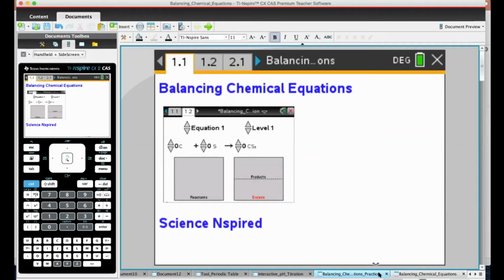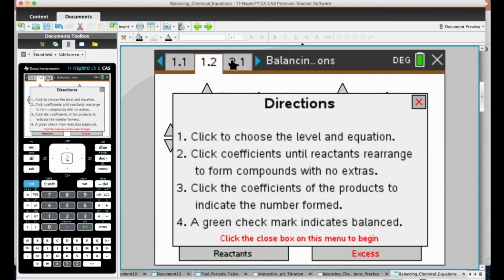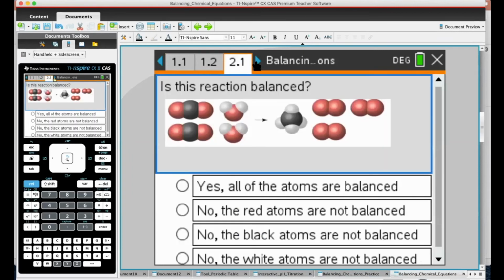As I mentioned at the very beginning, the best way to get good at balancing chemical reactions and chemical equations is practice, practice, practice. And on the Nspire, there are several programs on here that will help you practice. In fact, some of these will walk you through very much what I did, but also some practice problems that will help build you the foundation for balancing chemical equations.